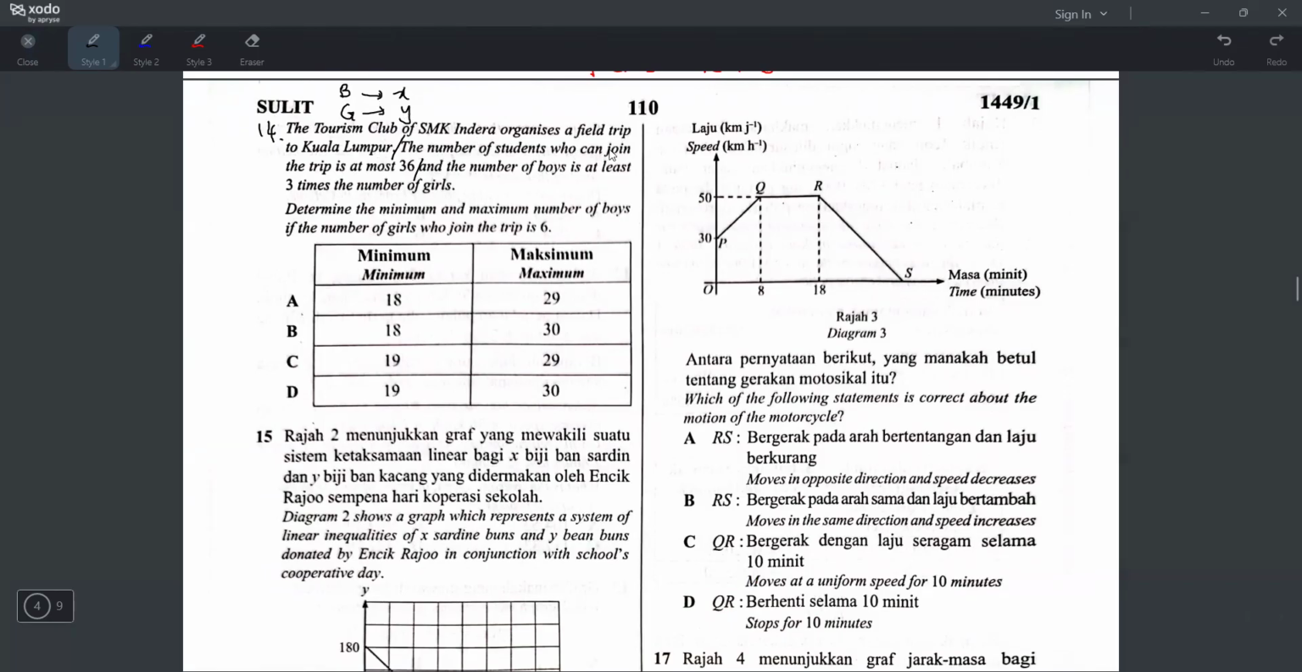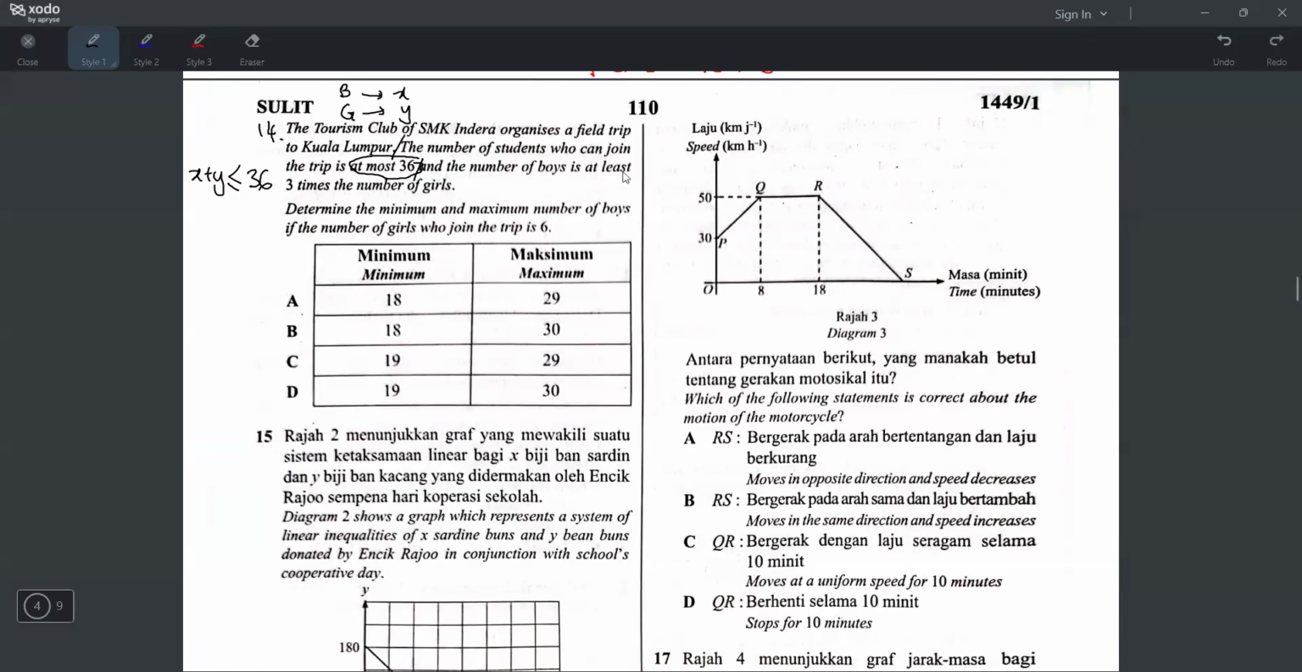The number of students who can join the trip is at most 36. So jumlah boy girl X plus Y is at most 36. At most means smaller or equals 36. Selebih-lebihnya means tak boleh lebih. Dia kena kurang atau sama dengan, smaller or equals.